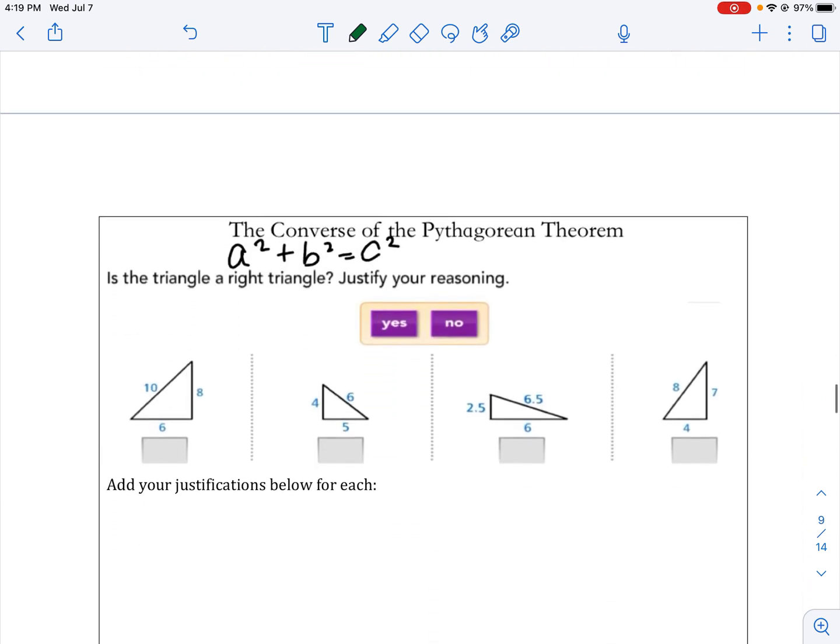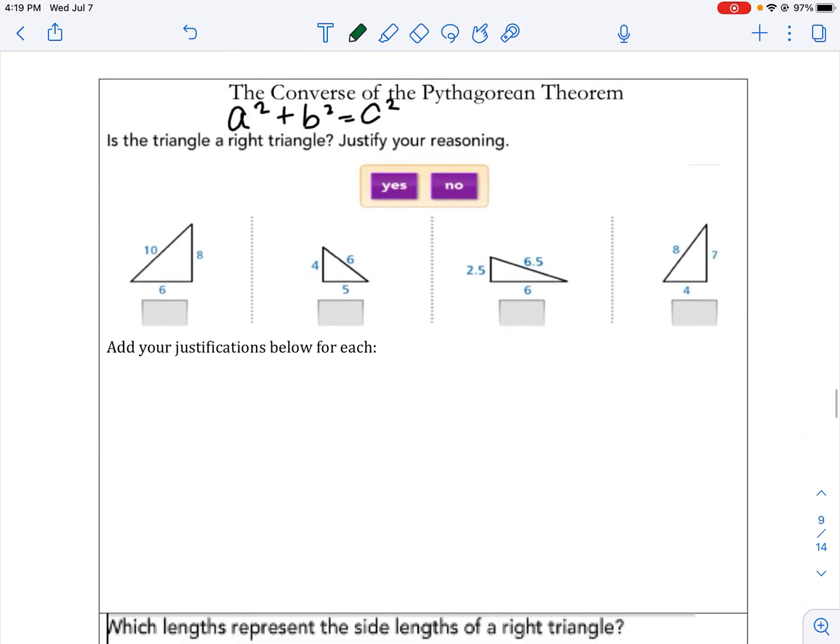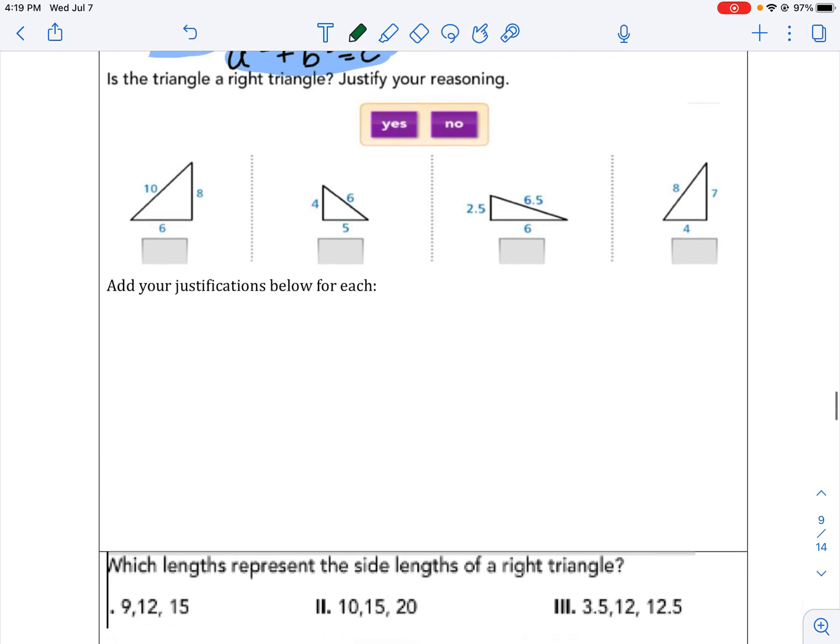So let's look at what we're given. So here we have the Pythagorean theorem, a squared plus b squared equals c squared. We can ignore all of this stuff that was over here. So we need to justify if each of these triangles is a right triangle or not. Add our justifications below. So our justification is going to be our work. Here's how we show our work.